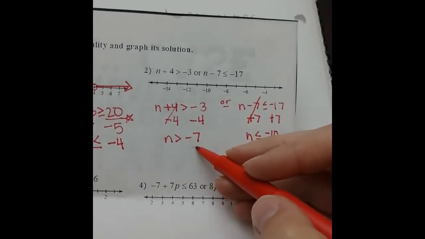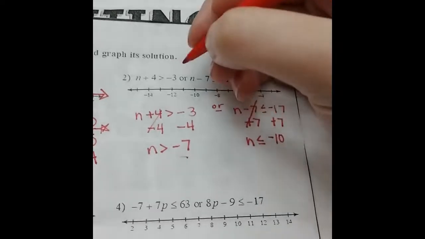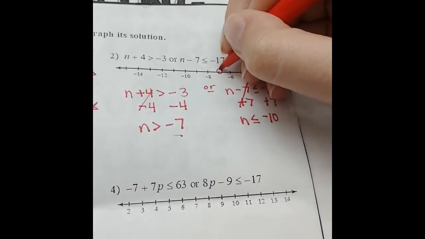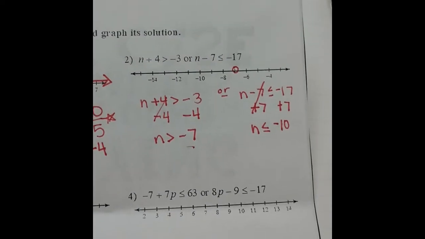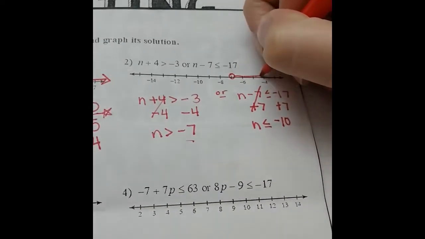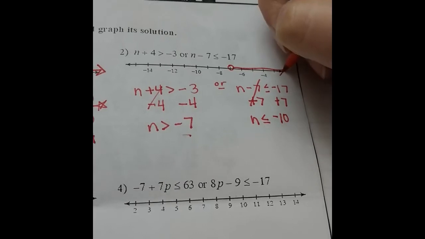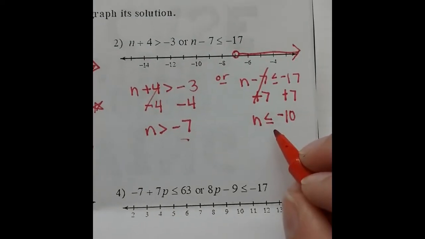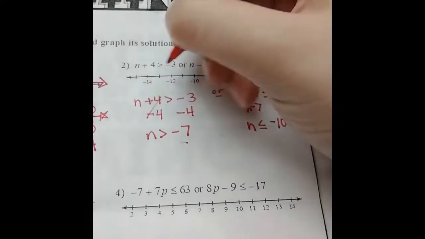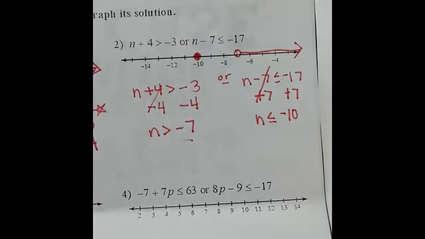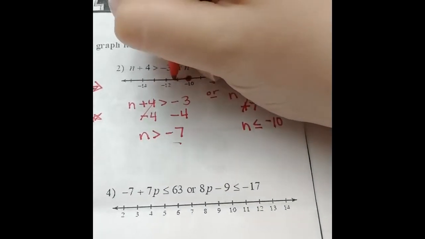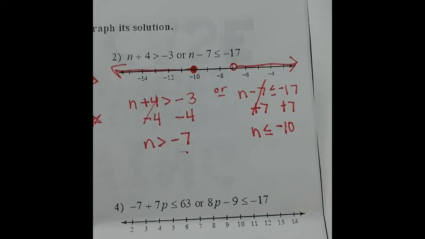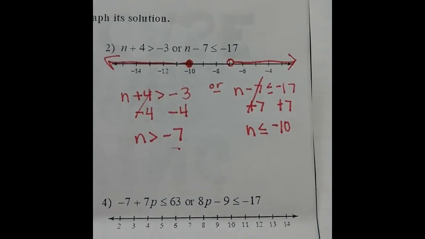So greater than means open hole on -7. So -7 is going to be between -6 and -8. And we're wanting greater than that, so that's to the right. And then less than or equal to -10, well, that's going to be a closed hole on -10. We're wanting less than or equal to that, so that's to the left. So that is number 2.